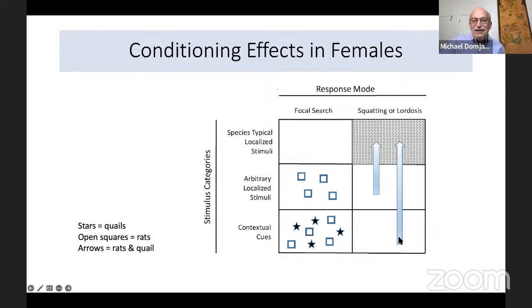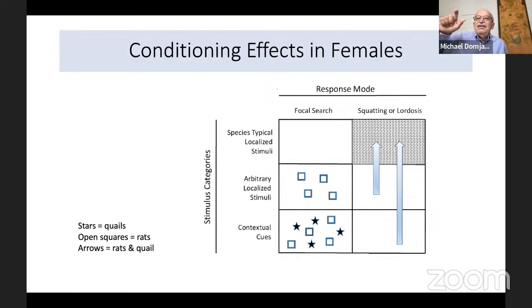And what does that mean? It means that, what's a naturalistic stimulus for a female? Well, it's the presence of a male, right? That's generally a cue that she's going to become mounted. And so what's important is not how the female reacts to a light or a particular place directly. What's important is how she reacts to the presence of a male.